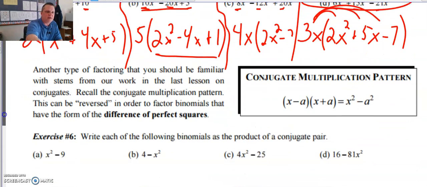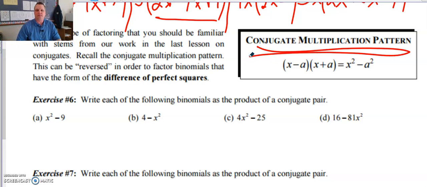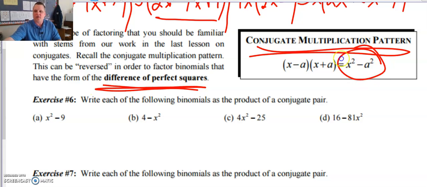The second method is a difference of 2 perfect squares. Conjugate multiplication pattern. I'll never call it that. I'll always call it the difference of 2 perfect squares. Okay? And if you start with this, x squared minus a squared, it equals x plus a, x minus a, or x minus a, x plus a. Either order is fine. The key thing here is you need to be able to identify perfect squares. 1, 4, 9, 16, 25, 36, 49, 81, on and on and on, 100. Okay, you should be able to recognize them.